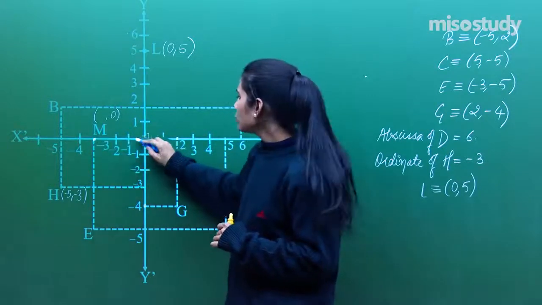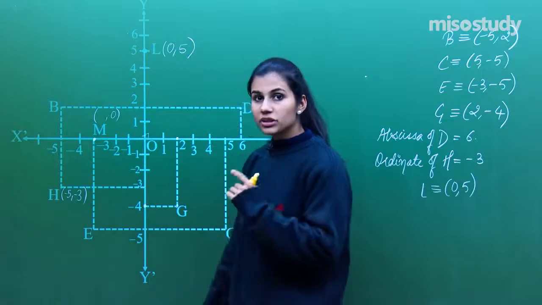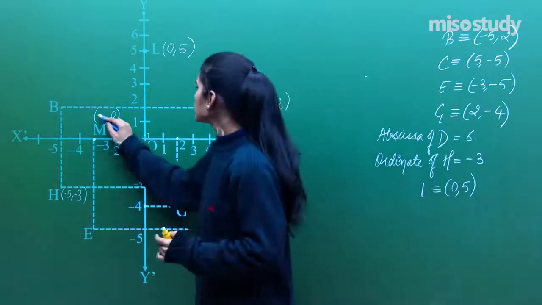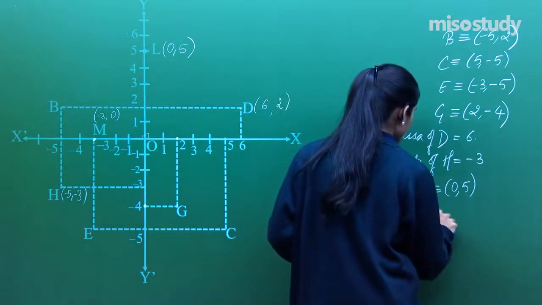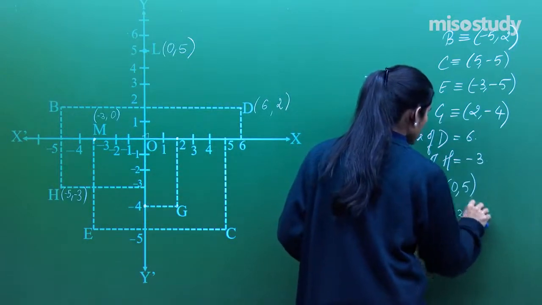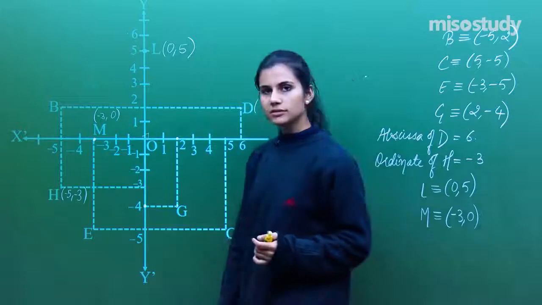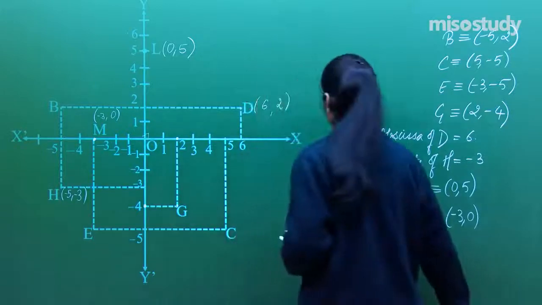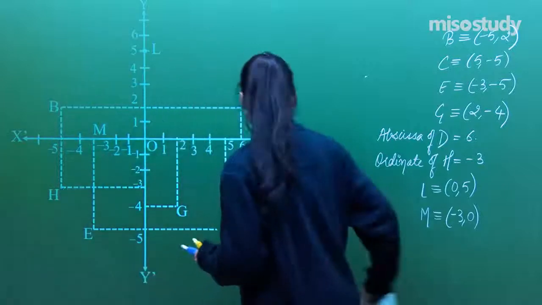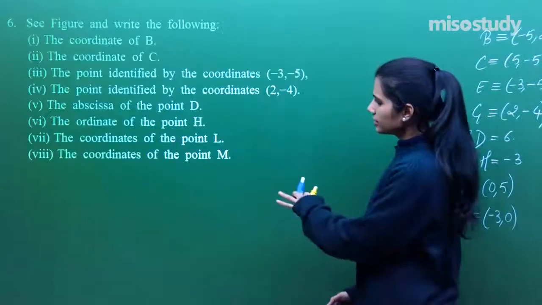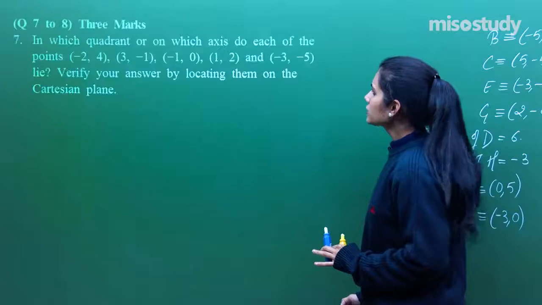OM segment has length 1, 2, 3 units, but 3 units along the negative x-axis. So (-3, 0) are the coordinates of point M. And that completes our discussion over all the queries based upon this figure. That is, we are done. Let's move to the next question.